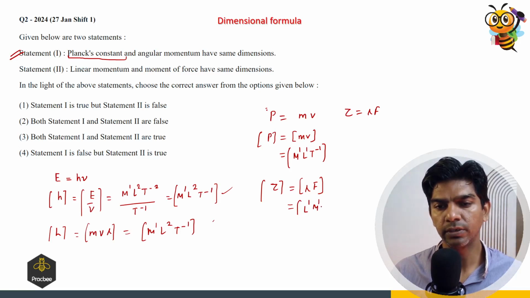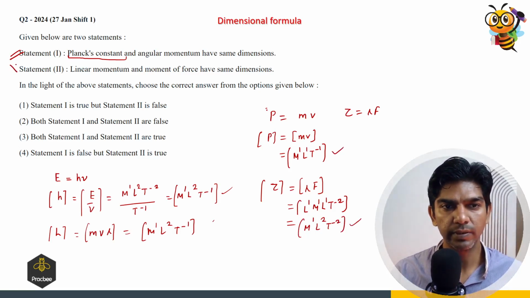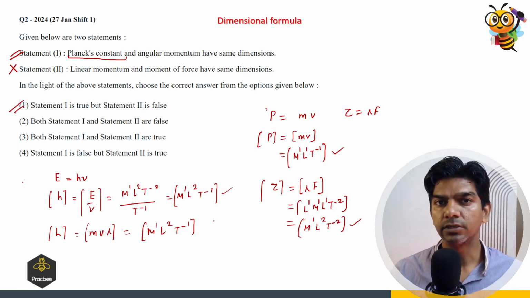So M raised to power 1, and the dimension for acceleration will be L raised to power 1, T raised to power minus 2. So it will be M raised to power 1, L raised to power 2, T raised to power minus 2. If you compare, their dimensions are not the same, right? So statement 2 is incorrect. Statement 1 is true, but statement 2 is false. So option 1 is the right answer.